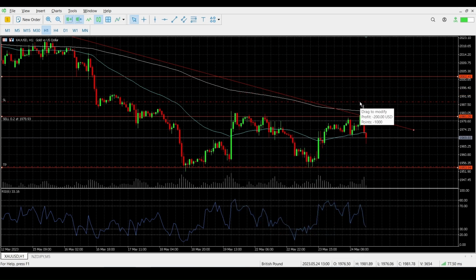So this trade is a 100 pips stop loss and about 250 take profit, which is a great risk to reward ratio.